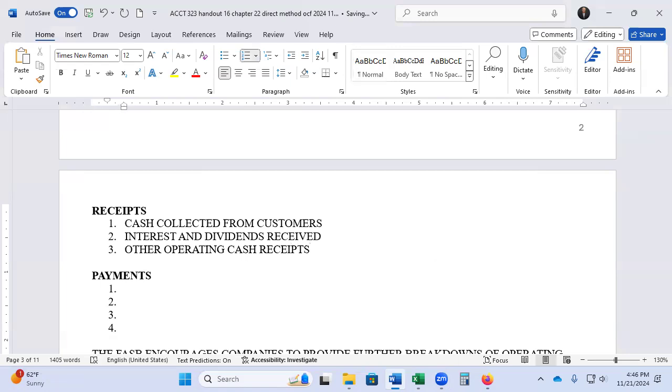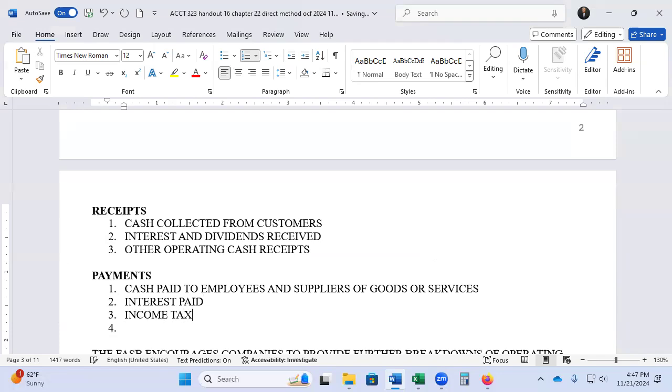Okay, for the payments, cash paid to employees, sorry, and suppliers of goods or services. Interest paid. Income taxes paid. And other operating cash payments.